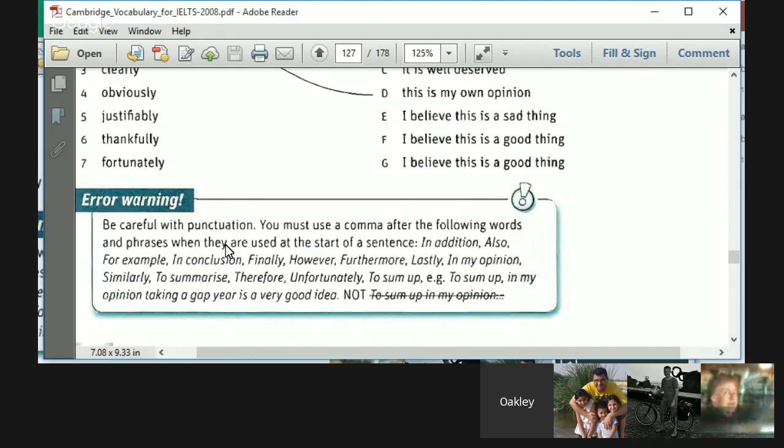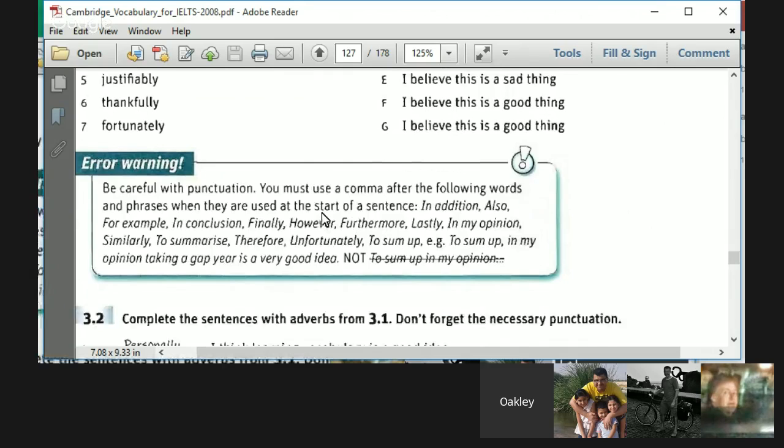Make sure you put your comma when you add a transitional at the beginning of the sentence, especially the adverbs, but even in conclusion, to summarize, some of the other phrasal transitionals as well.